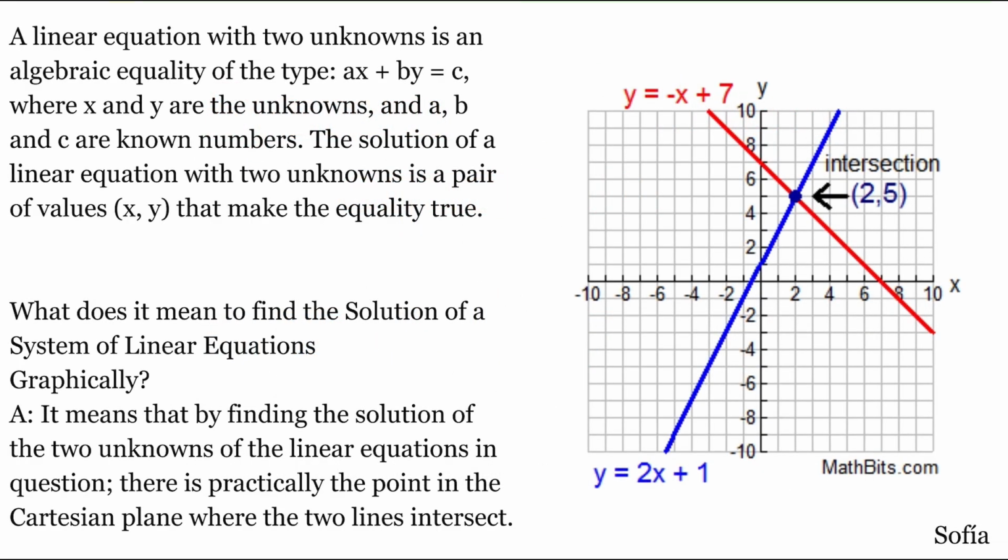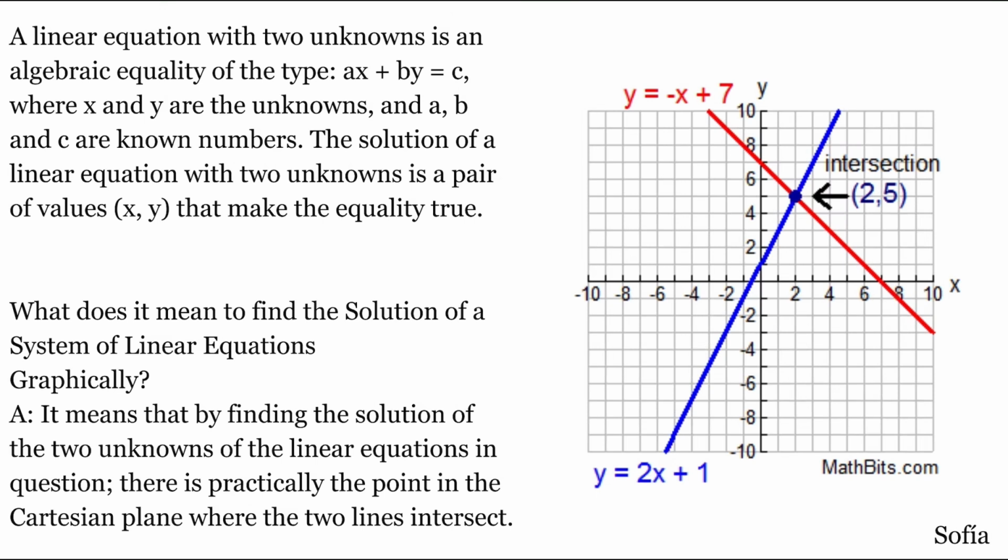A linear equation with two unknowns is an algebraic equality of the type ax plus by equals c, where x and y are the unknowns and a, b, and c are known numbers. The solution of a linear equation with two unknowns is a pair of values, x and y, that make the equality true.